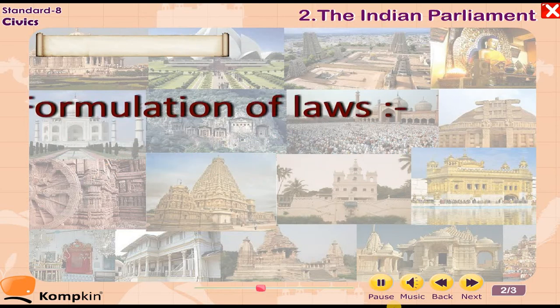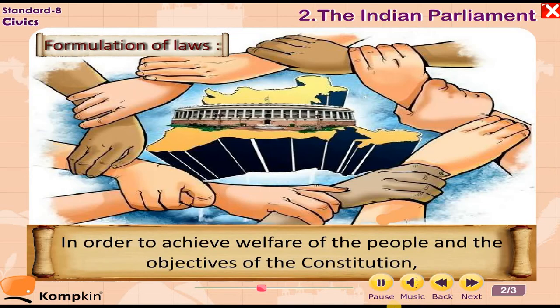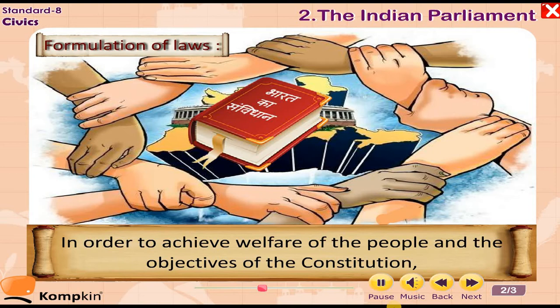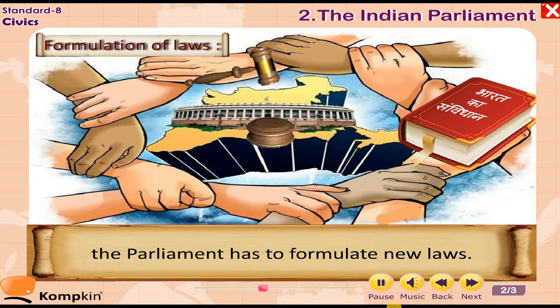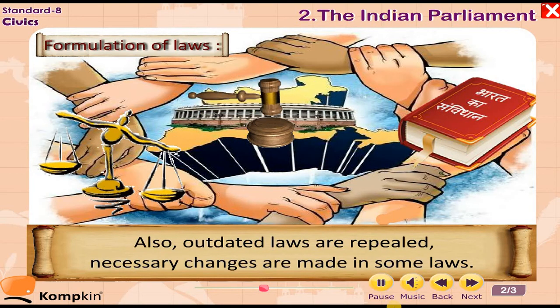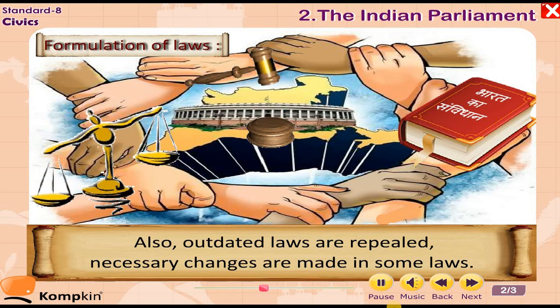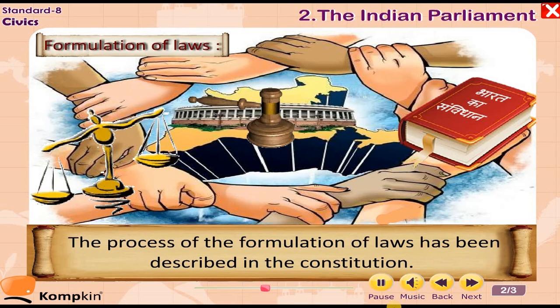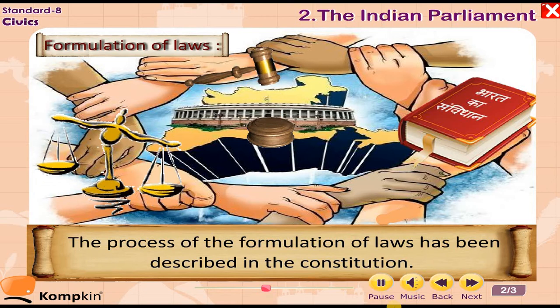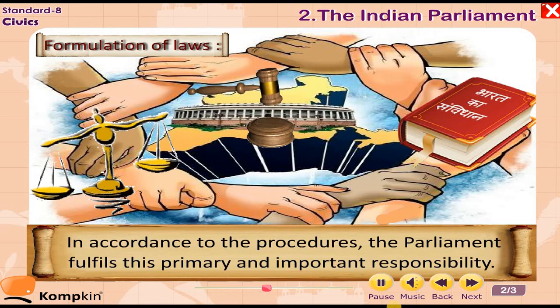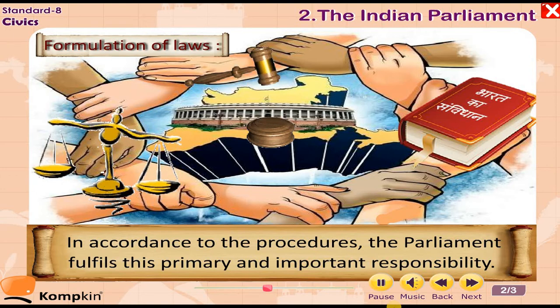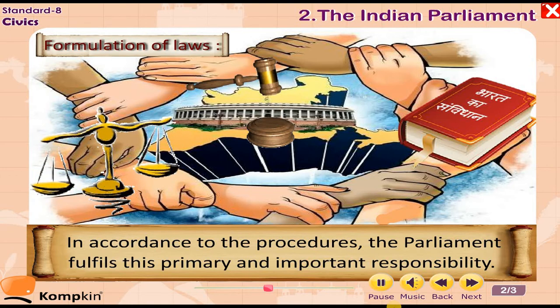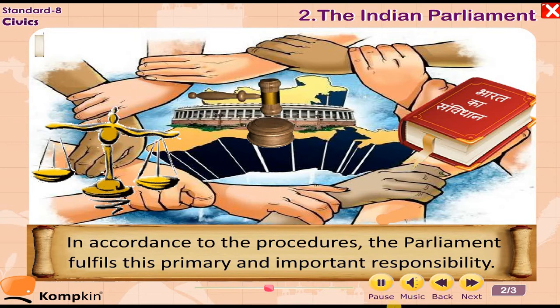Formulation of laws. In order to achieve welfare of the people and the objectives of the Constitution, the Parliament has to formulate new laws. Also, outdated laws are repealed. Necessary changes are made in some laws. The process of the formulation of laws has been described in the Constitution. In accordance with the procedures, the Parliament fulfills this primary and important responsibility.